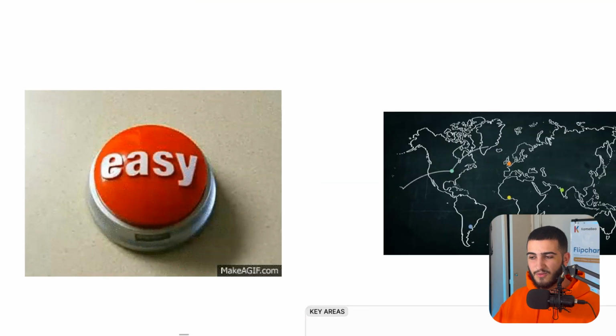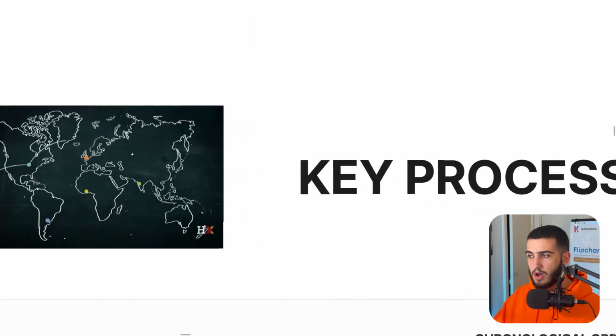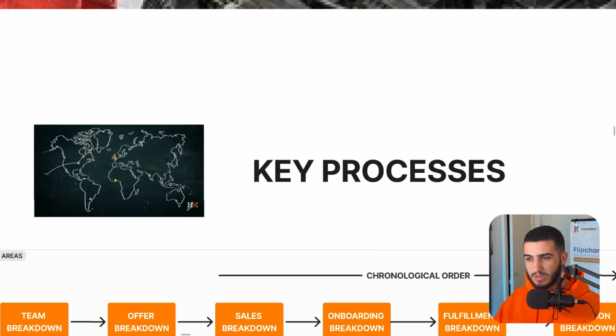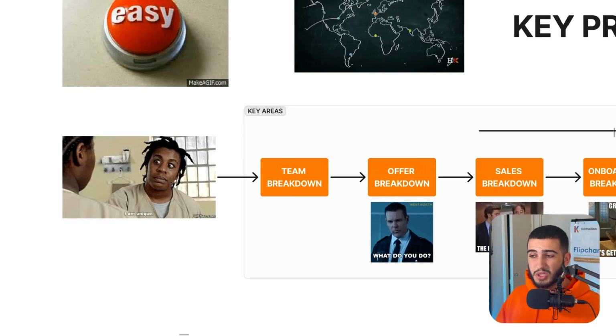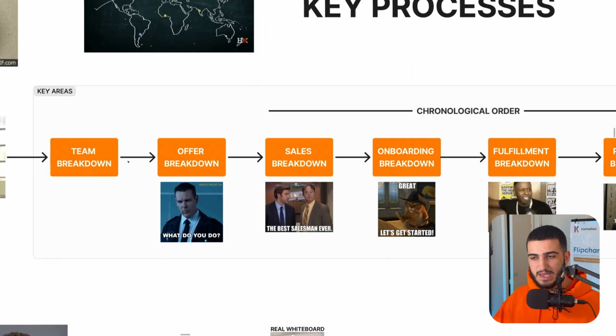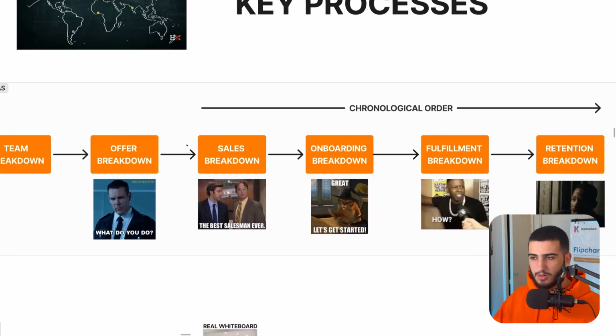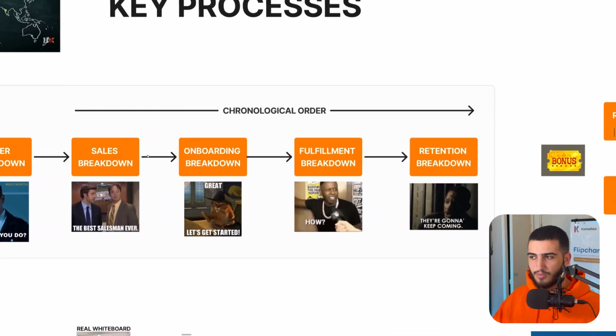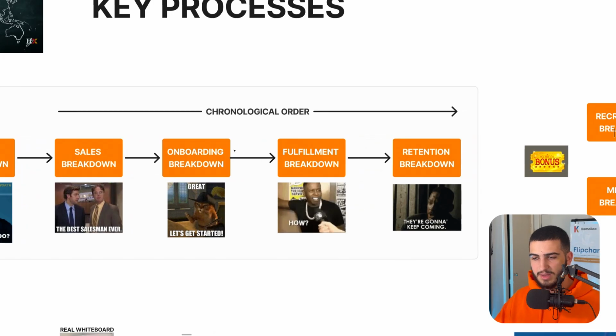The first thing that's very, very easy to do is you want to map out the different key processes within your business. Obviously, this is going to be unique to your specific circumstances. Most of you guys watching this are agency owners, but you have a bunch of different types of agencies and a bunch of different types of niches. But in general, the 6 main areas we want to break down are a team breakdown, an offer breakdown, a sales breakdown, an onboarding breakdown, a fulfillment breakdown, and a retention breakdown.